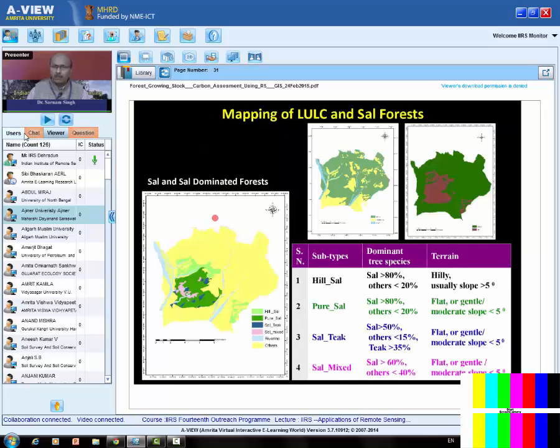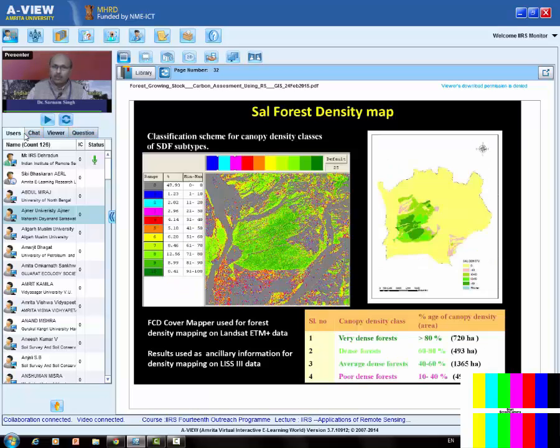This is just an example of a case study. You can see this is the sal forest here, and this is the type map and the density map, and then we can cross them over here, so I can get sal with more than 80% density, and sal with less than 80% density. All these kinds of classes can be generated using GIS, so that you have the best possible options available when you are doing the inventory.